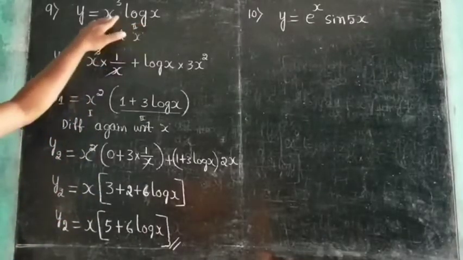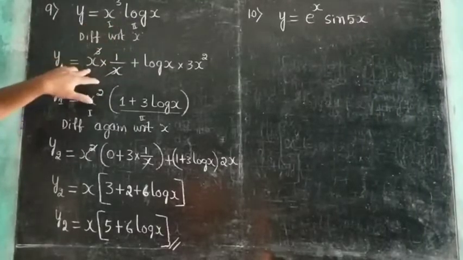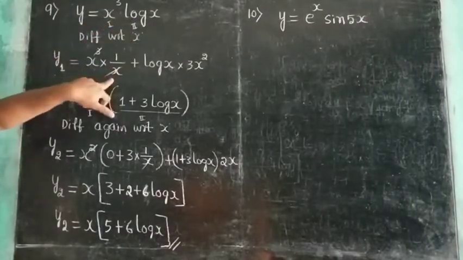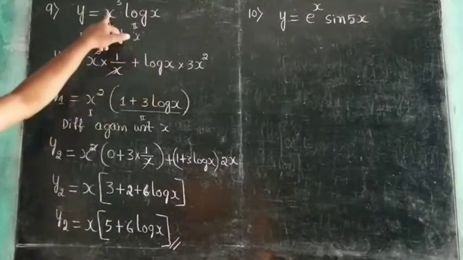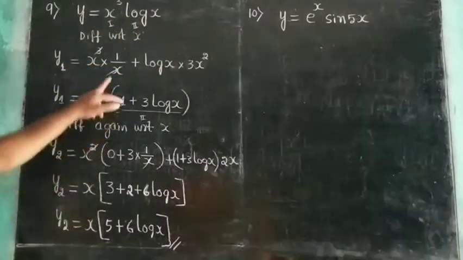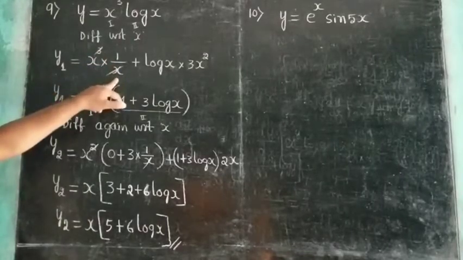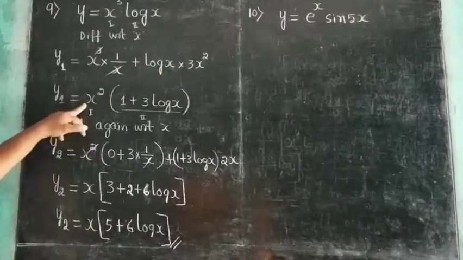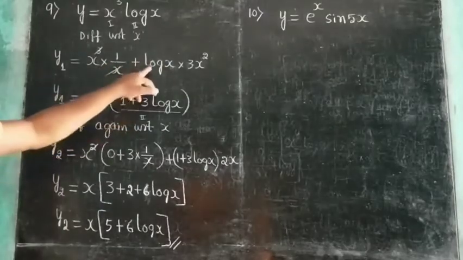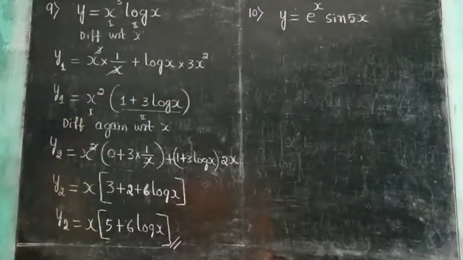By using the product rule, take x cube as it is. The derivative of log x is 1 by x. Plus take log x as it is, and the derivative of x cube is 3x square. Here 1 by x gets cancelled and x square is there. So take x square as common, then 1 plus 3 log x.